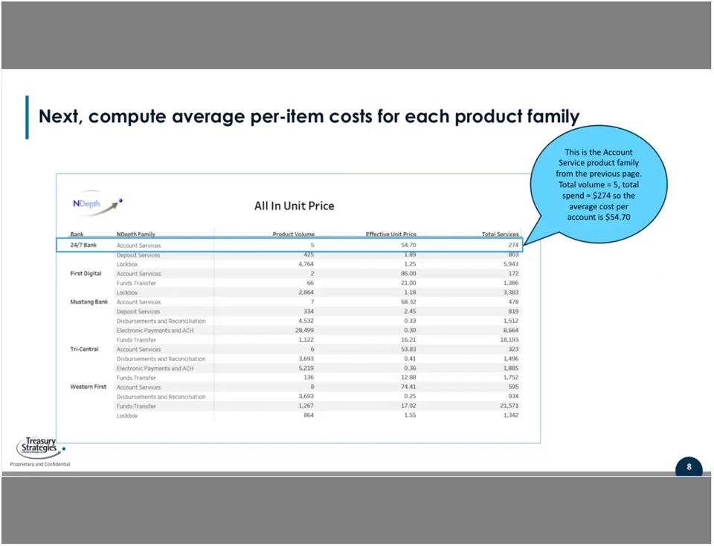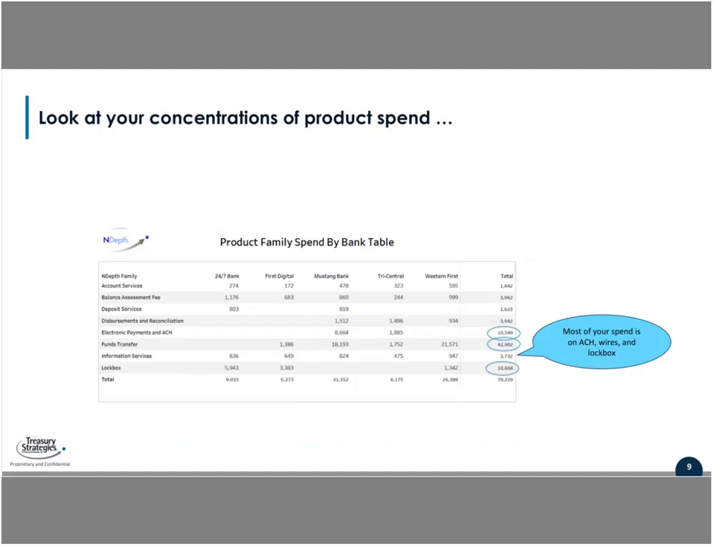Once you've got that information for all your product families for all your banks, now you're in a position to really do some analysis of these account analyses at a meaningful level. So first of all, we suggest you start looking at your aggregate product family spend. And again, in this example, and by the way, this is a sample company, but the data is taken from real account analyses. So it's actually a conglomeration of a couple of companies, but it's real.